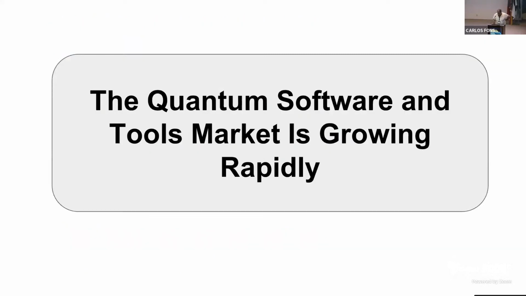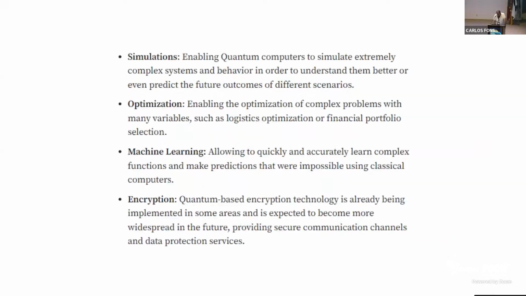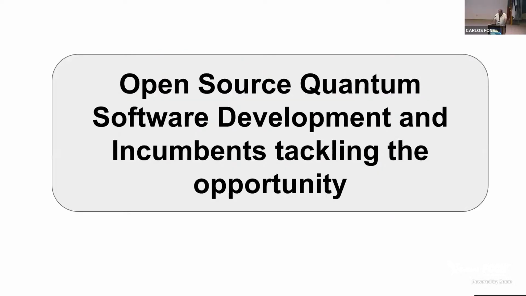The quantum software, of course, is also an extremely important piece to make this sector grow, and these are some startups and companies implementing different parts of the industry, such as quantum simulation, quantum optimization, quantum machine learning, and quantum cryptography. In all of these sectors, the role of IBM, Qiskit, and Python is extremely important to make simulations, optimization, machine learning, and encryption.